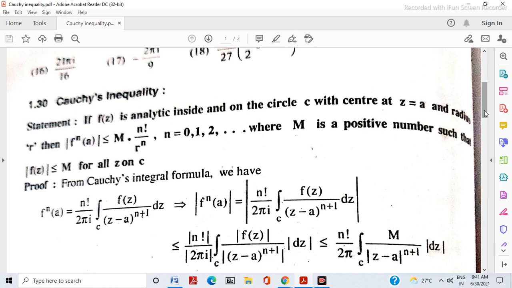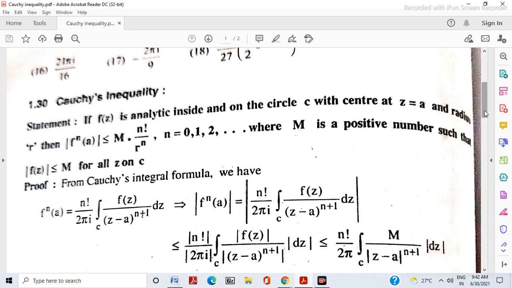First, we should apply Cauchy's generalized integral formula. What is Cauchy's generalized integral formula? First of all, you write it: the integral over C of f(z) dz divided by (z - a)^(n+1) is equal to 2πi divided by n! times f^(n)(a). But we need f^(n)(a). Then what do you get? f^(n)(a) equals n! by 2πi times the integral over C of f(z) by (z - a)^(n+1).